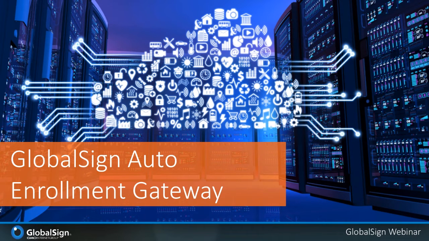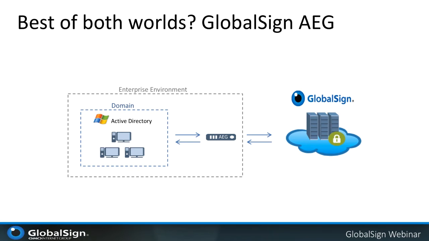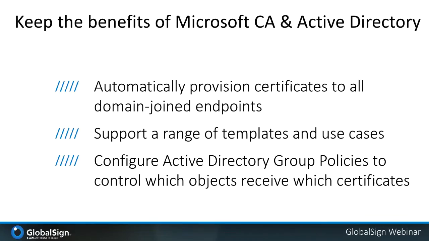Let's take a look at one such hosted CA offering, the GlobalSign Auto-Enrollment Gateway. GlobalSign has a hosted solution that allows you to keep the benefits of Microsoft Certificate Services and AD without having to run your own Microsoft CA. The Auto-Enrollment Gateway is a software service that acts as a connector between the GlobalSign SaaS services and the organization's Windows environment.